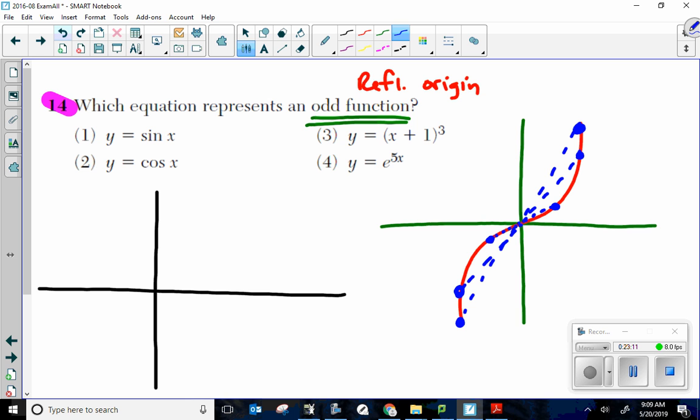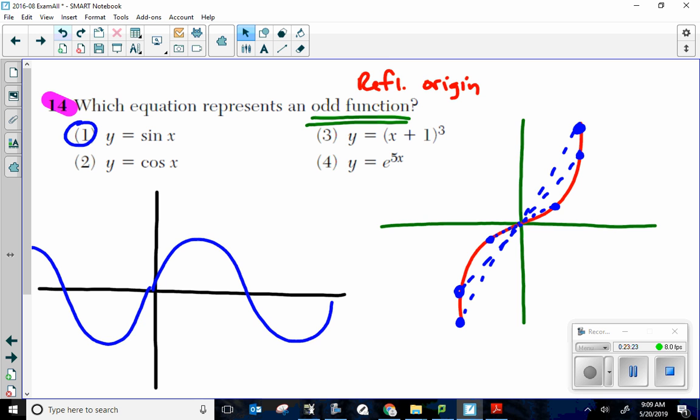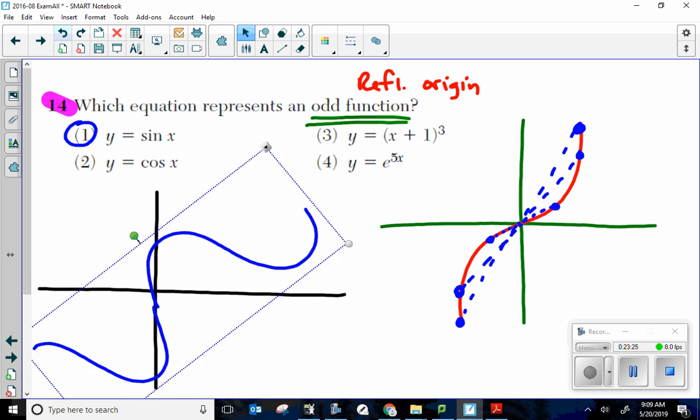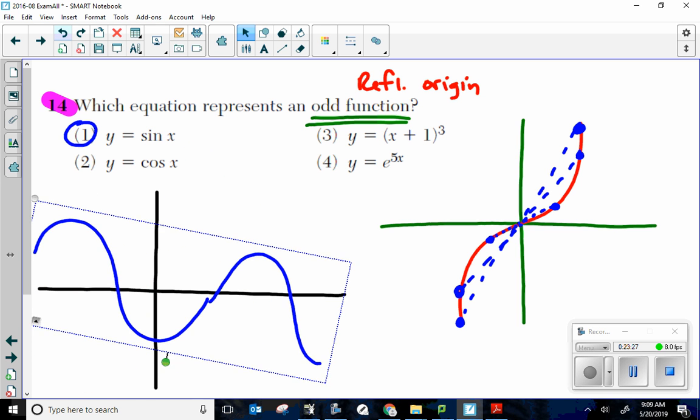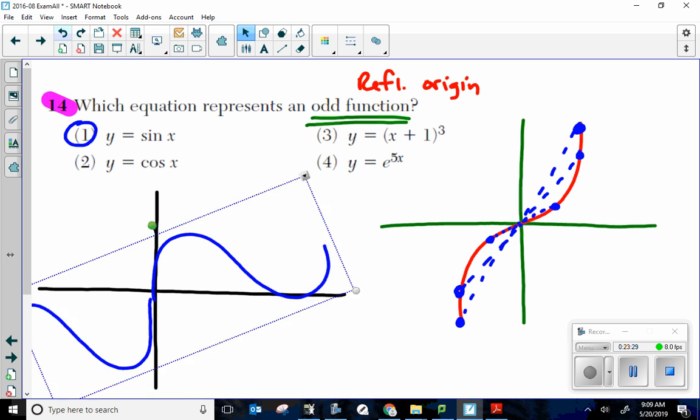I can put all these in the calculator, but there's only one that's going to look like that. Sine. Sine is our S, remember? If I were to continue it, and I rotate this 180 degrees, oh my God, where did it go? Wow, that was weird. Bam.